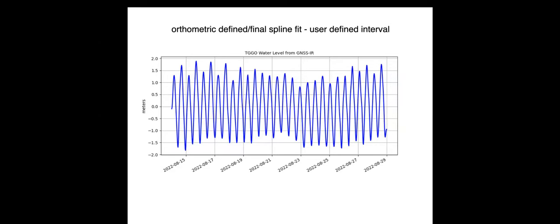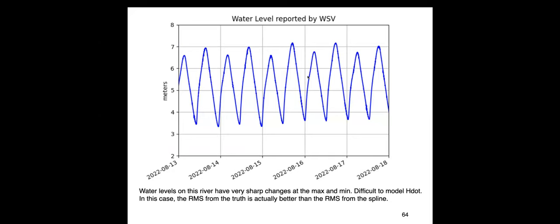And it really has to do with the nature of the tides there. This is the official data set from the German government. I mean, these are very sharp changes in water level.